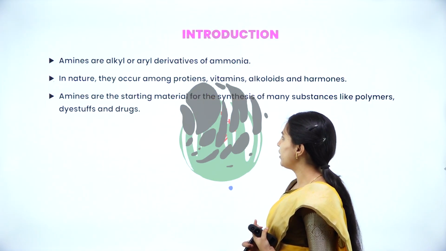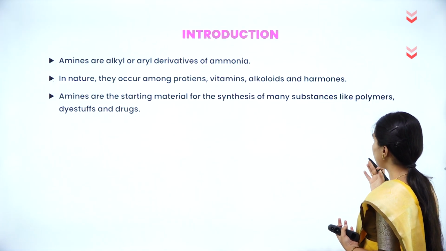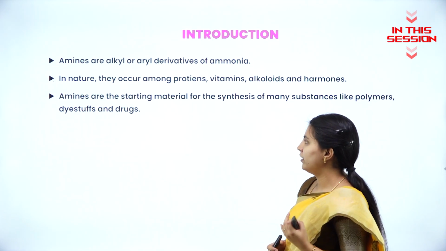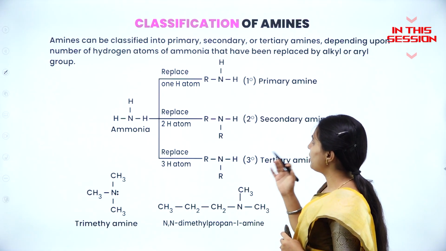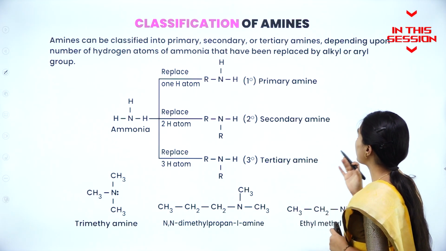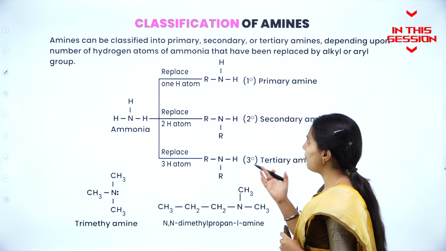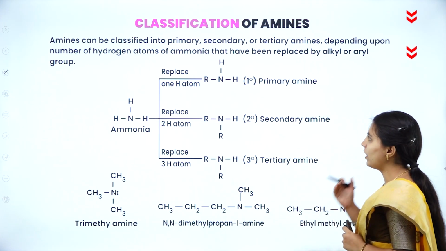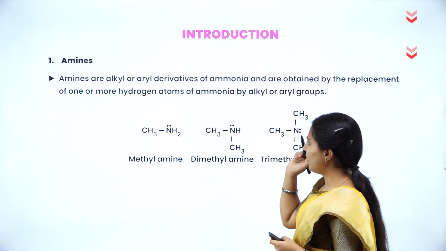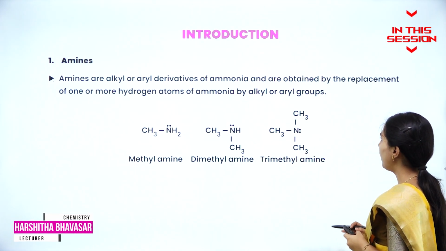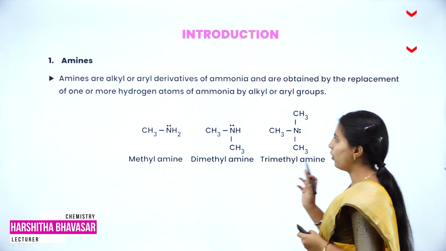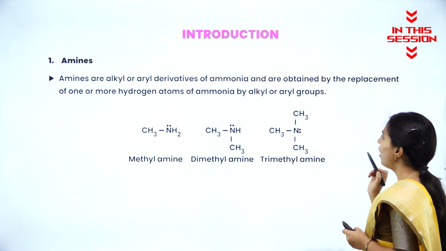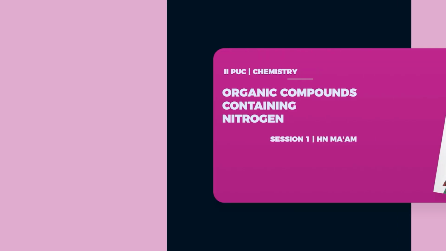Amines are the starting material for the synthesis of many substances like polymers, dyestuffs and drugs. Amines can be classified into primary, secondary or tertiary amines depending upon the number of hydrogen atoms of ammonia that have been replaced by alkyl or aryl group. Amines are alkyl or aryl derivatives of ammonia and are obtained by the replacement of one or more hydrogen atoms of ammonia by alkyl or aryl group.